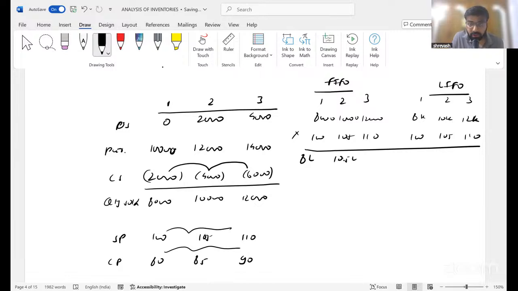So that comes to 13 lakh 20,000. Sir, the revenue here will also remain the same. It will not change. Okay. One thing that will change is COGS for sure.